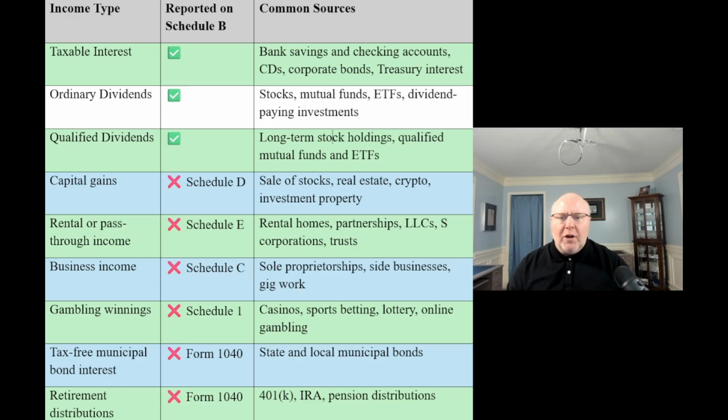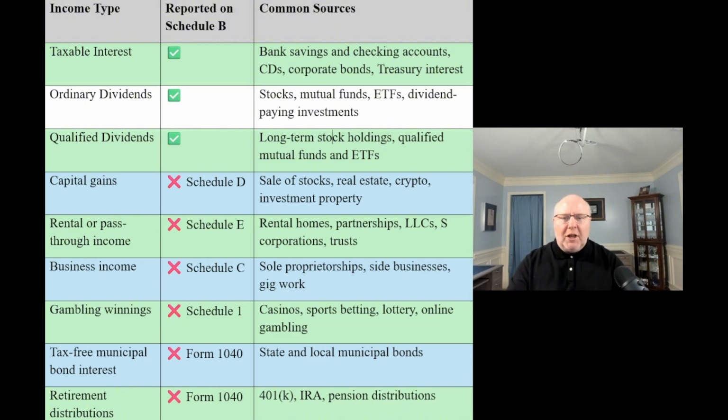So things that don't appear on our Schedule B, that sometimes people think they are, but if you're looking at the Schedule B, don't put anything like your capital gains. A lot of times people get confused between dividends and capital gains and they want to put the capital gains there. Nope, that's not where it goes. Go Schedule D for capital gains.